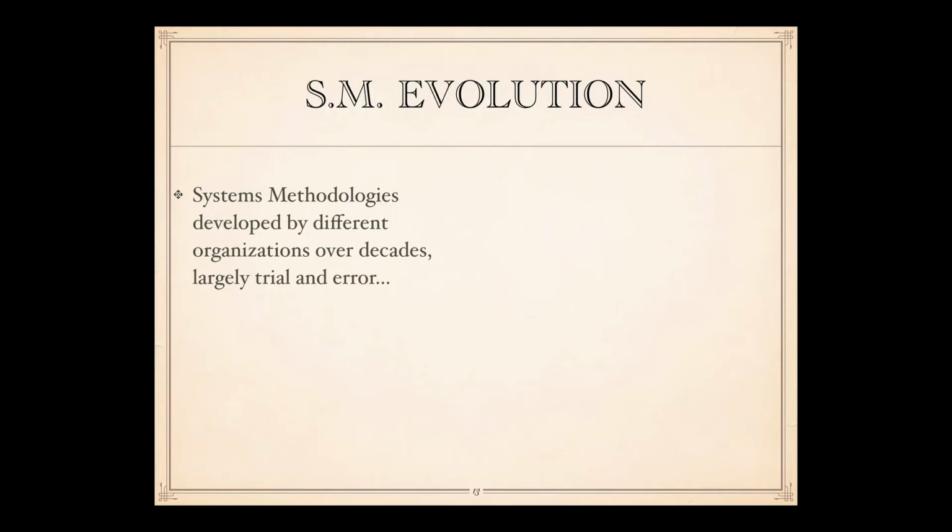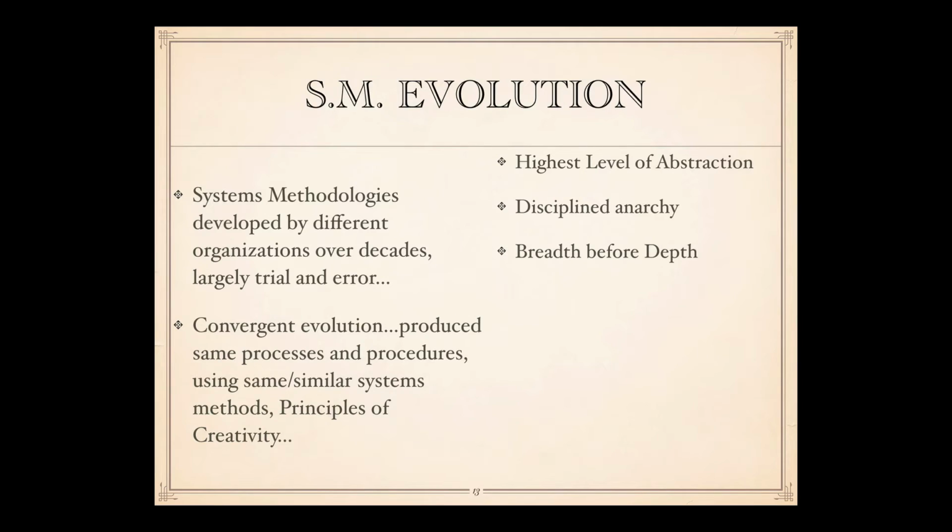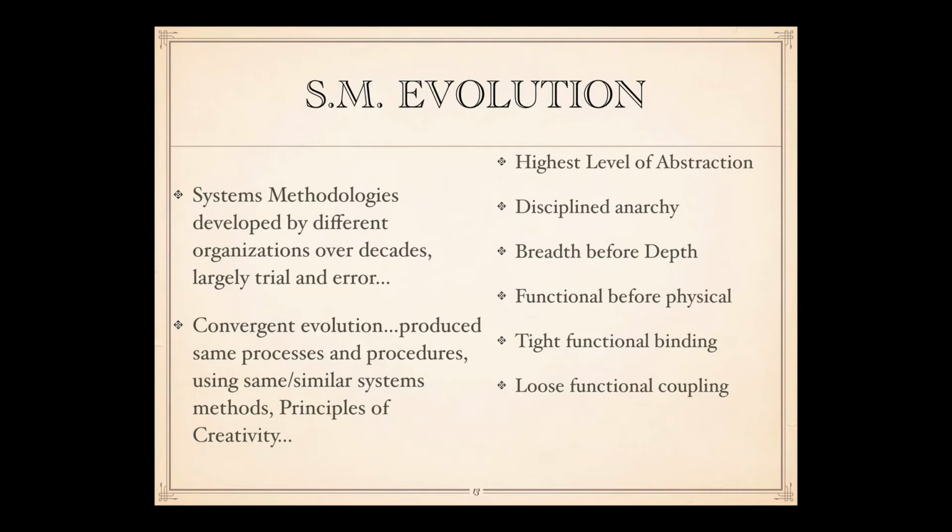Systems methodologies were developed by different organisations over many decades, largely through trial and error, to be honest. There was, however, convergent evolution. These various organisations ended up producing the same processes and procedures using the same or similar systems methods and principles of creativity, some of which are given here. Highest level of abstraction, disciplined anarchy, breadth before depth, functional before physical, tight functional binding, loose functional coupling, those two refer to architecture, and functional migrates to physical.